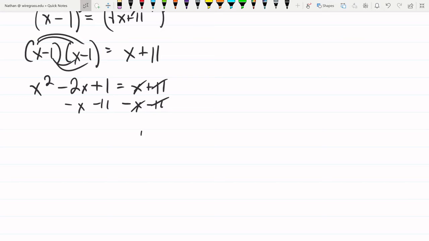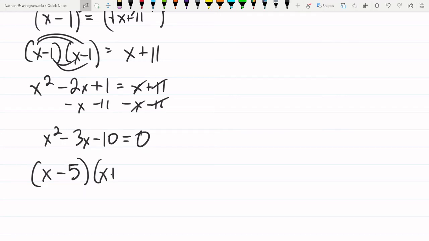So we have 0 on the right-hand side, and we have x squared minus 3x minus 10. Factoring this, you can use the AC method. This will factor into (x minus 5) and (x plus 2). Negative 5 times positive 2 is negative 10, and negative 5 plus 2 is negative 3, so that's correct. And this gives us two answers, x equals 5 and x equals negative 2.